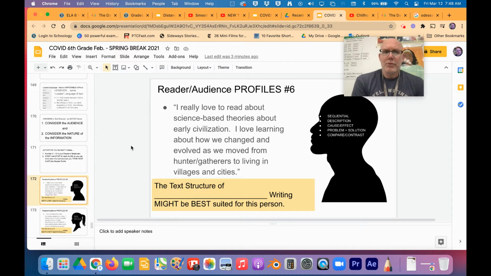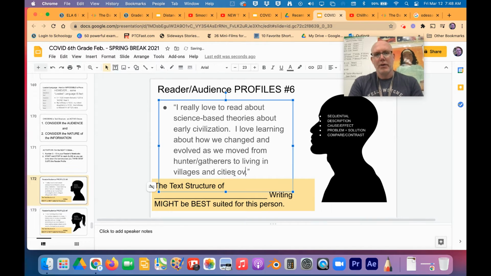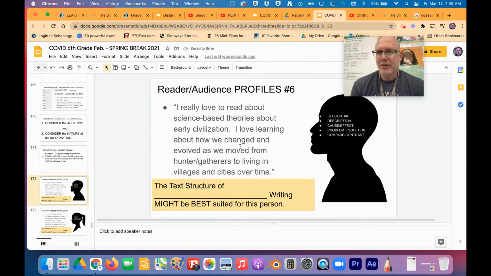This reader says: I really love to read about science-based theories about early civilization. I love learning about how we changed and evolved as we moved from hunter-gatherers to living in villages and cities over time. Which text structure does this person seem to be most effective at reading? If I'm going to try to get this person's attention, would I choose sequential, description, cause and effect, problem and solution, or compare and contrast? Stop the video now and write your answer down.